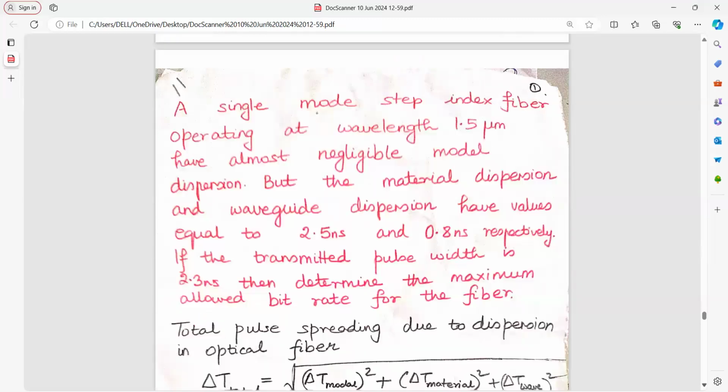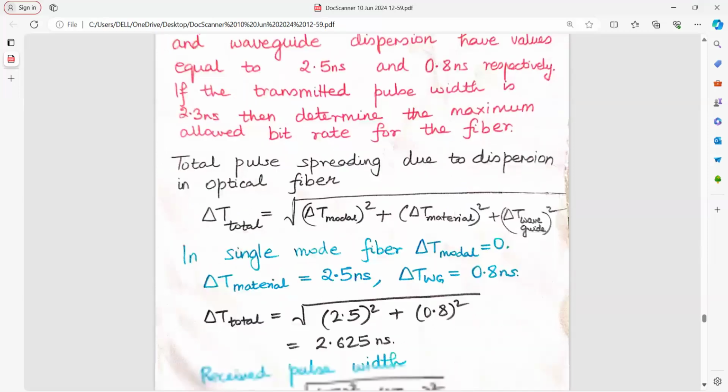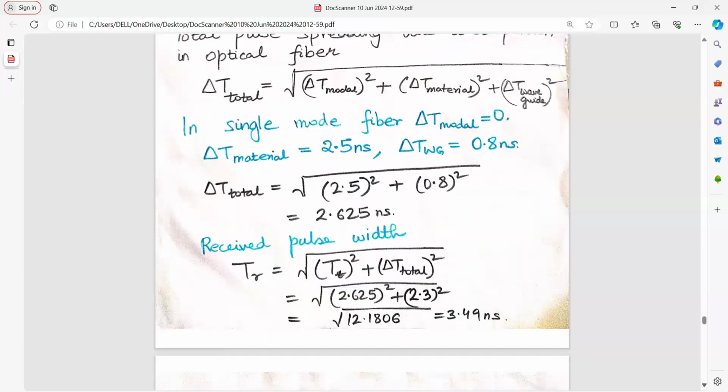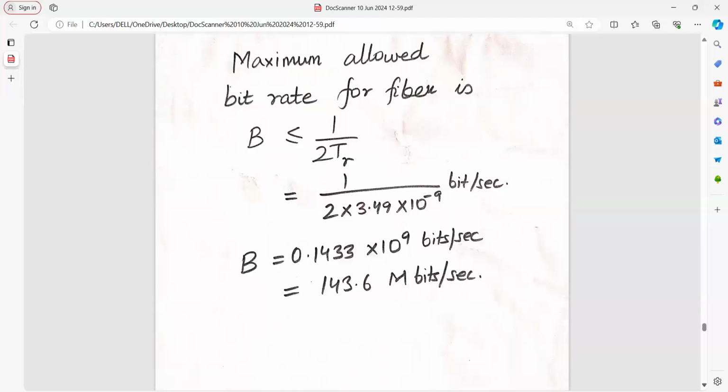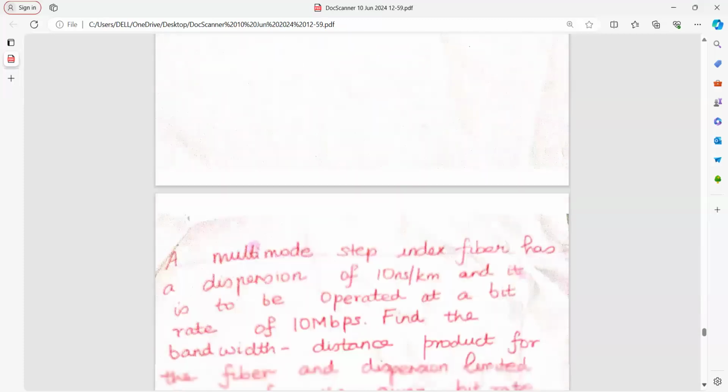Single mode step index fiber is operating. You have been given the wavelength and material dispersion is given. Transmitted pulse is this much. Determine the maximum allowed bit rate for the fiber. So the total spreading due to dispersion, you put the values here. Single mode fiber, modal will be 0. So material and this waveguide, you get the received pulse width. Maximum allowed bit rate for fiber is 1 upon 2 into TR.